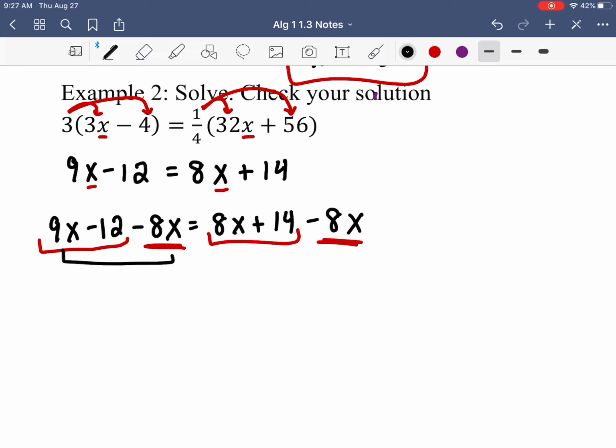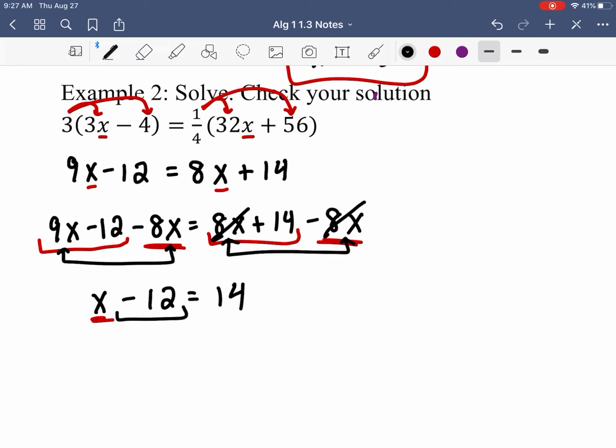So now put together like terms. I can take the 9x and the 8x and subtract them, and 9x minus 8x is just single x minus 12. This 8x and this negative 8x are going to add to 0, and I just end up with a 14. So now again, there's my x.